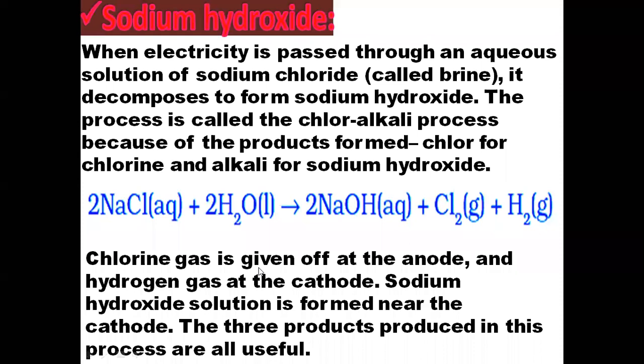Next, chlorine gas is given off at the anode and hydrogen gas at the cathode. So sodium hydroxide solution is formed near the cathode. In the last class we have seen about anion, cation, anode, cathode. We have to just remember that anion is negative, so the anode will be positive and the cathode will be negative.